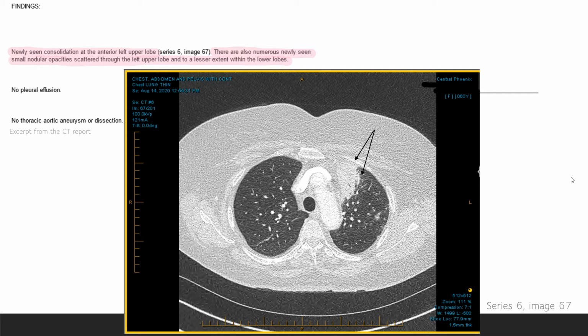There was a previous CT from 2017 that the radiologist did his comparisons to. And for the record, I am 85% sure I placed the arrows in the right place on this image. So right here, that's the new nodule that they've seen that was not on the previous CT scan. I hope you can see my cursor, but the arrows are pointing to right here. And with the CT report, no pleural effusion and no thoracic aortic aneurysm.